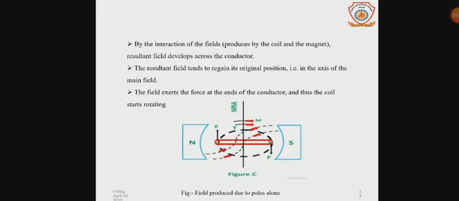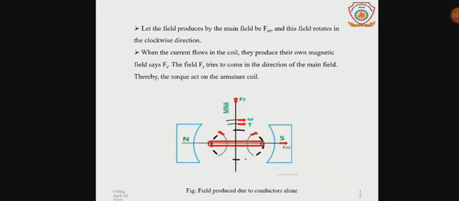Here M and A is the magnetic neutral axis. Now let the field produced by the main field be Fm, and this field rotates in the clockwise direction. When the current flows in the coil, it produces its own magnetic field, say Fr. The field Fr tries to come in the direction of the main field, therefore torque acts on the armature coil.